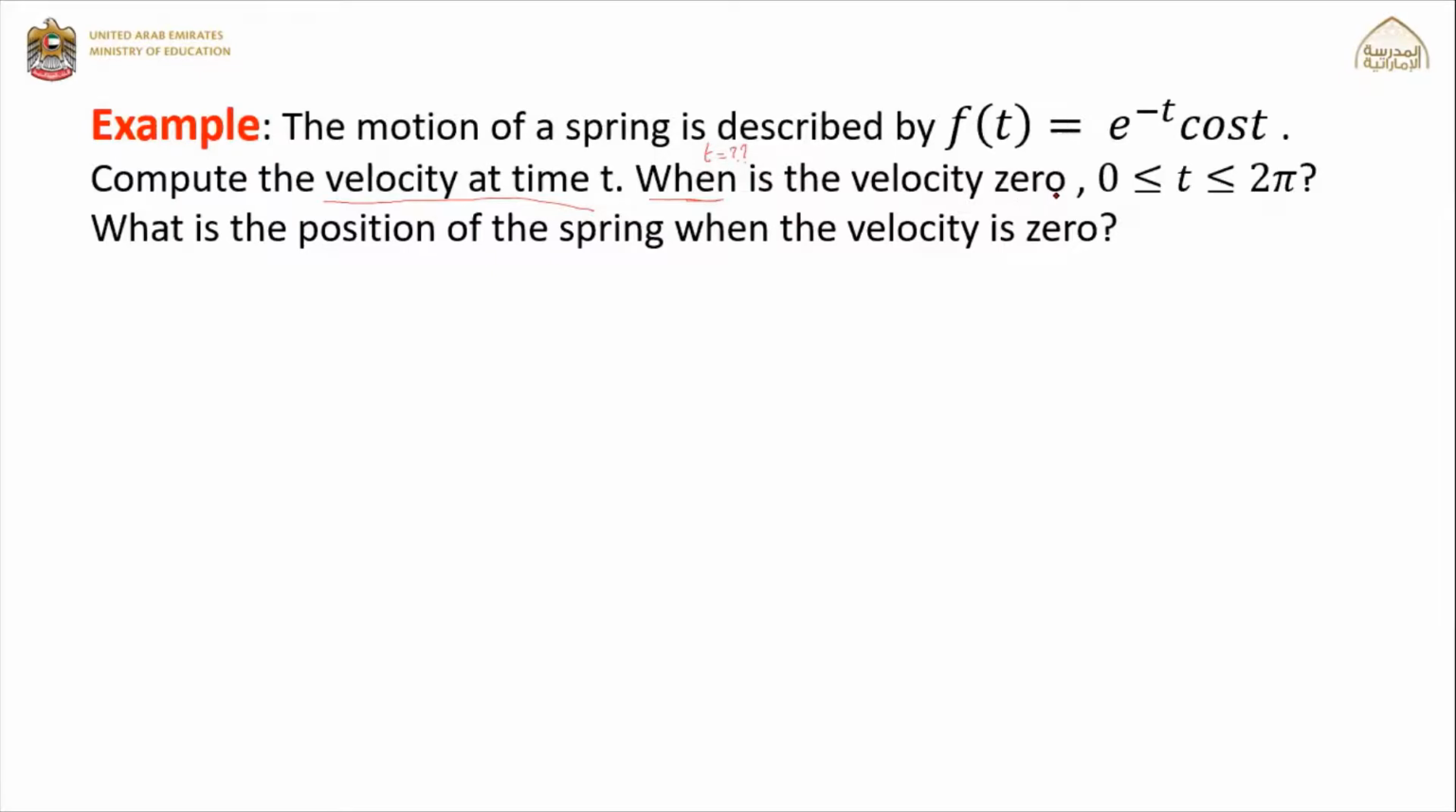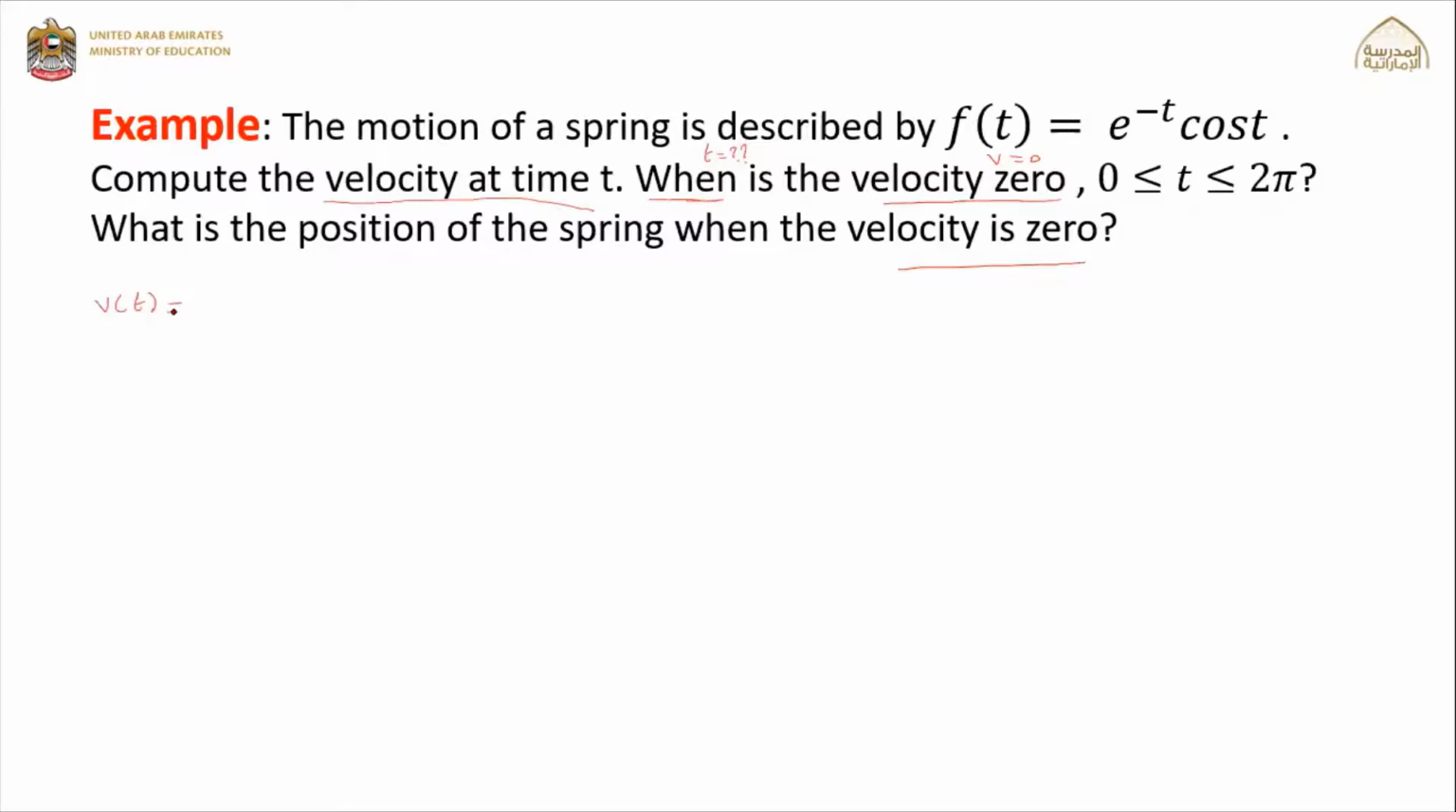When is the velocity 0? So what's the value of t with velocity equals 0? That means v equals 0, and t is between 0 and 2 pi. After that, what is the position of the spring when the velocity is 0? So I have three things here. I will start from the first one, v of t.